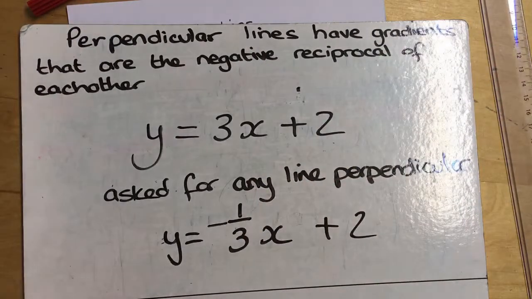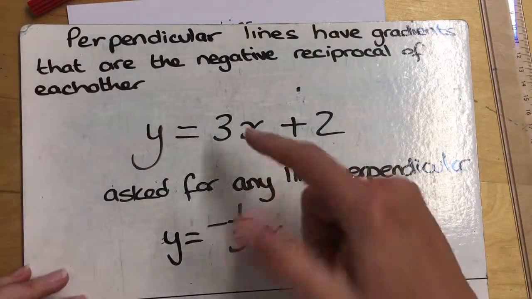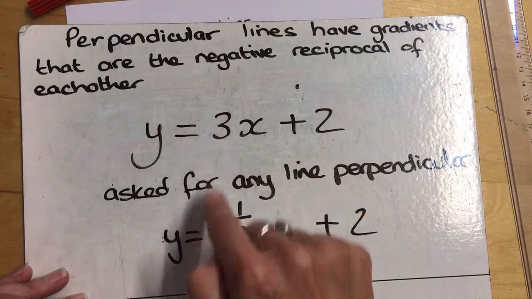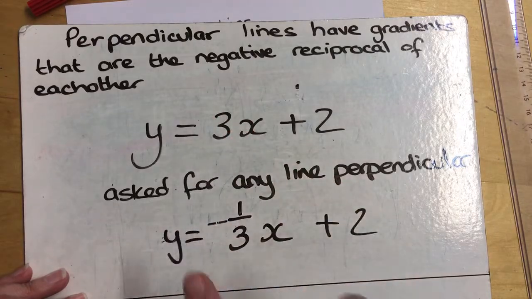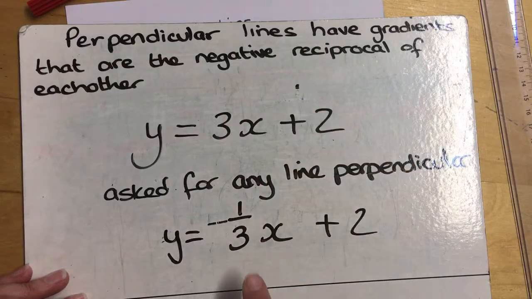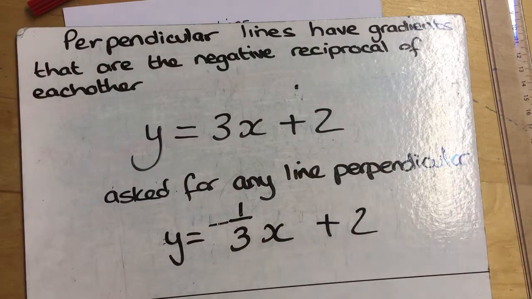So if we're asked for a line that's perpendicular to another one, we have to do the negative reciprocal, so the negative of it. If it's positive, it becomes negative. If it's negative, it becomes positive. And we do 1 divided by that number. It gives us the perpendicular gradient.